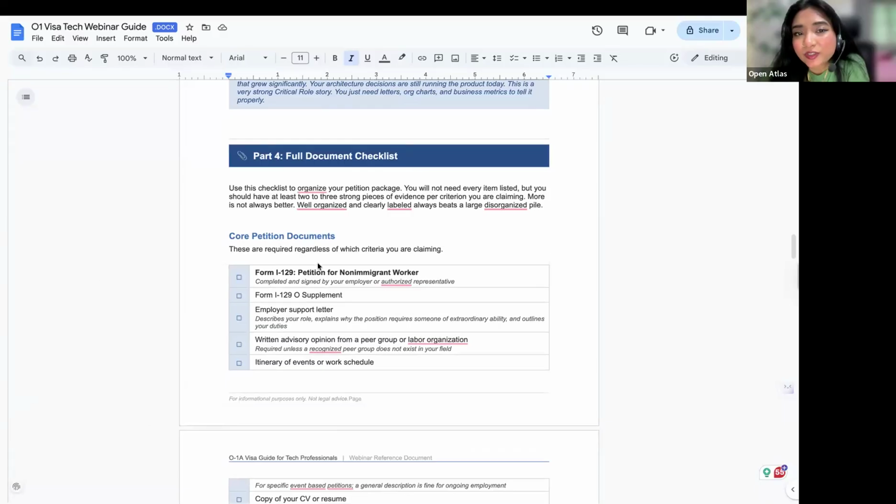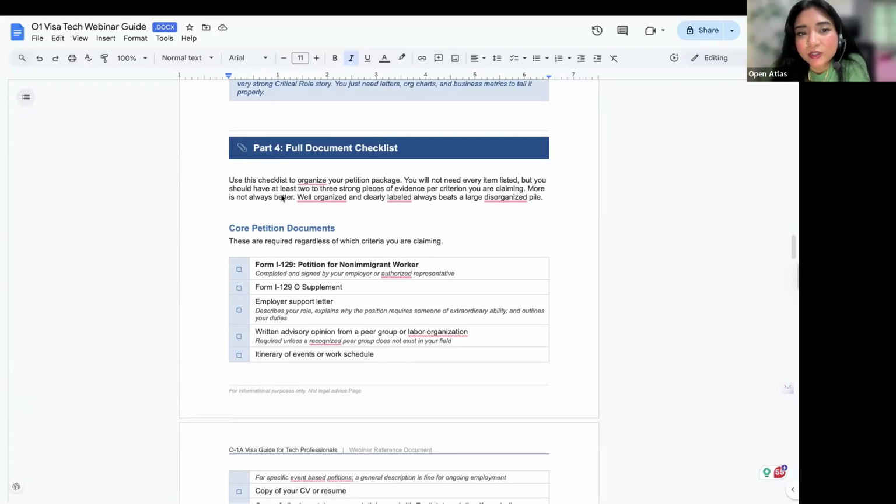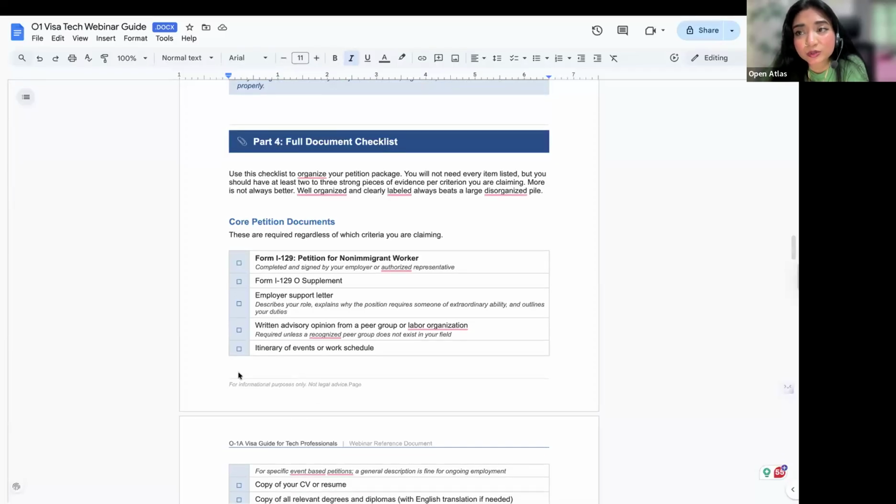All right, let's move ahead with the document checklist. Use this checklist to organize your petition package. You will not need every item listed, definitely. Please note that every document that I'm pushing is not something that you can get. It's very difficult. If you get it, it's good. But if you don't get it, don't think in your mind that it's a blocker. It's not. Because there is other evidence that might not be written here and you are able to gather those.